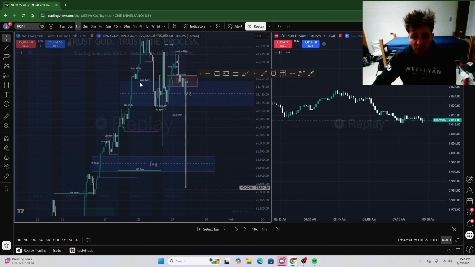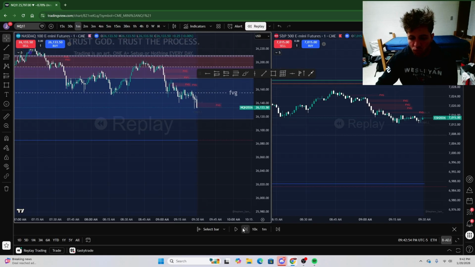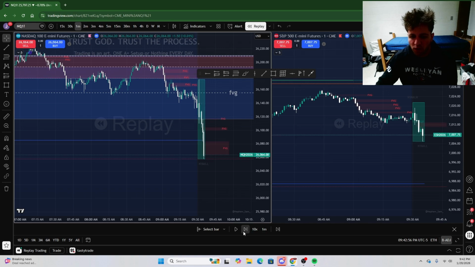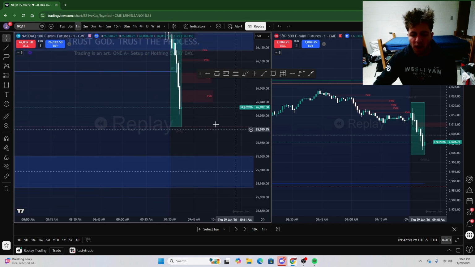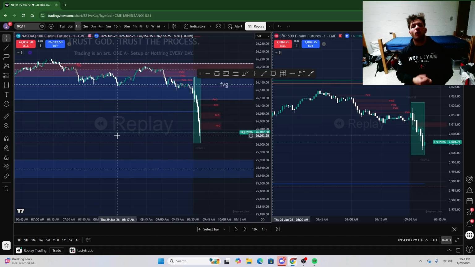And what happens right at open? As you can see, we immediately push down below the 4 hour gap. And what happens? We just continue to sell off, as you can see. And now this is where it gets interesting. How do we use inverse fair value gaps for continuation trades?